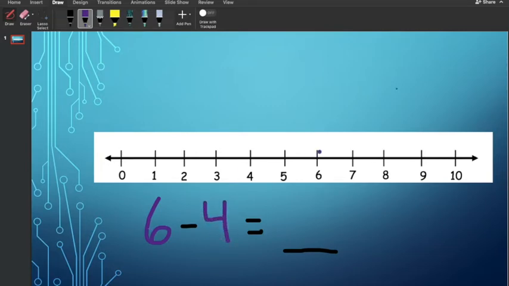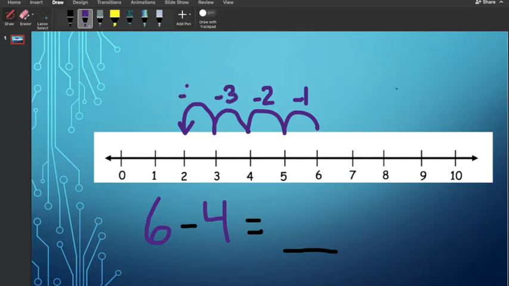Okay, so my whole number is 6, right? Start on that. Go ahead and do it if you're ready for it. Take away 4. 1, 2, 3, 4. Is that where you stopped? Let me check my counting. Minus 1, minus 2, minus 3, minus 4. Great, I counted correctly. So my answer is 2. All right.